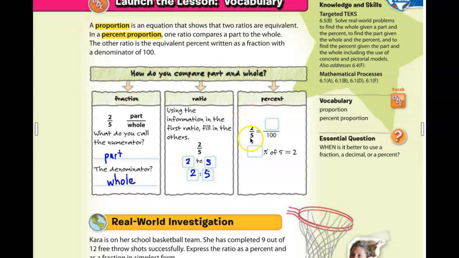If we're saying that 2/5 is equivalent to something over 100, what are we going to do to the number 5 that's going to make it that whole number of pieces, 100 pieces? Well, of course, we're going to multiply by 20. And so what is 2 times 20? Go ahead and answer that for me, please. Great, the answer is 40.